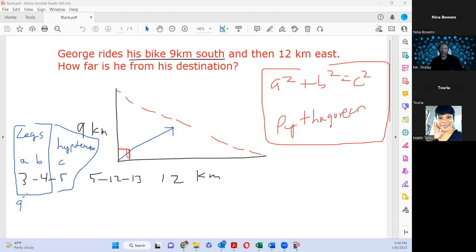What do I have to multiply 3 by to get 9? By 3. So I'm going to do that for every part of my triangle. What is 4 times 3? 12. Those are my two legs, 9 and 12. What's 5 times 3? 15. I'm done. My hypotenuse is 15. Easy problem. 3, 4, 5, 5, 12, 13. You should know those, and any multiple of those: 6, 8, 10; 9, 12, 15; 12, 16, 20; 15, 20, 25.